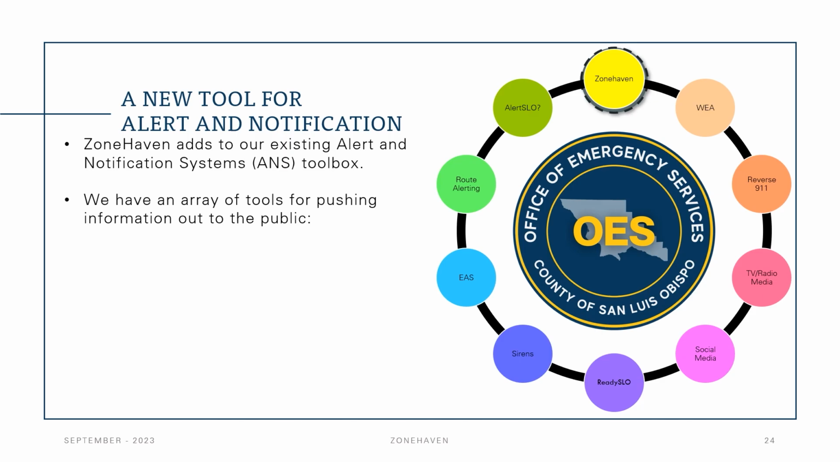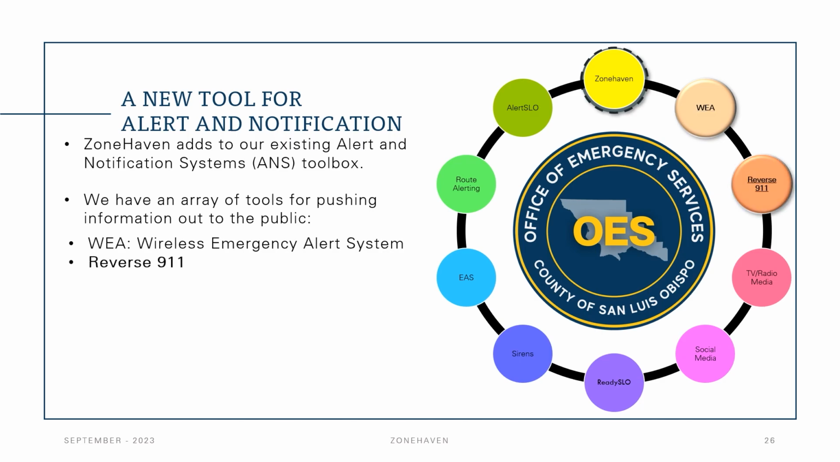Some of the tools that we use to alert and notify the public are, the first one I guess we'll talk about is WEA, Wireless Emergency Alert System. That's something that we use in conjunction with our reverse 911 system when we have to get mass notifications out to the public. We also utilize TV and radio media. This will give the ability for the media stations such as KSBY to grab a hold of our ZoneHaven zone maps and utilize the same exact picture that we're using in the field. We use social media such as Twitter and Facebook.